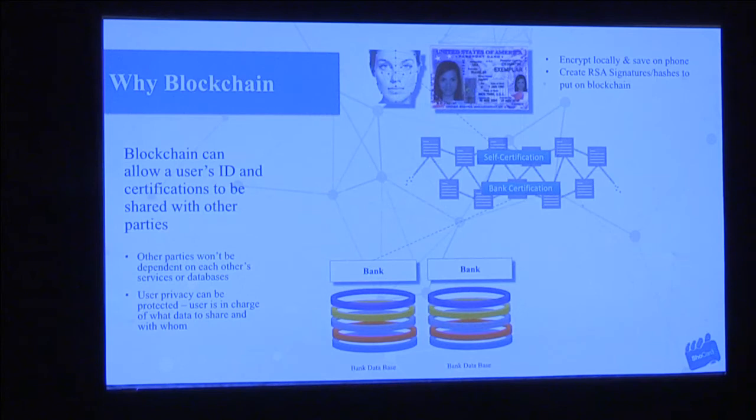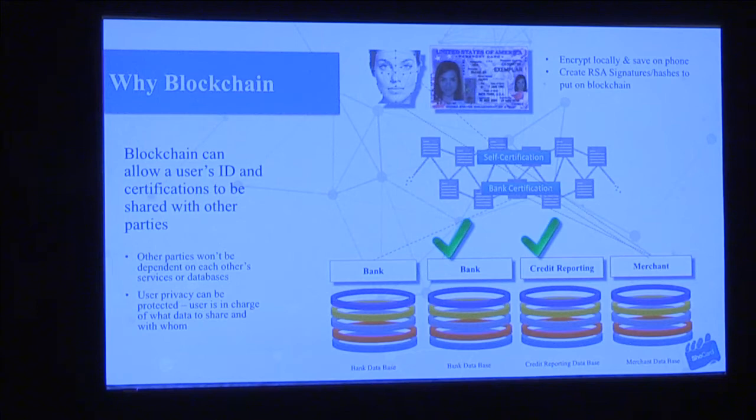You could take that data to another bank, present it, and at transaction speed be identified. You could take that to any other party. It could be a credit reporting company, a merchant, anyone else who needs to identify you. They don't have to go through the process again. This is a very simplified version of this, and there are other cases that get more involved.